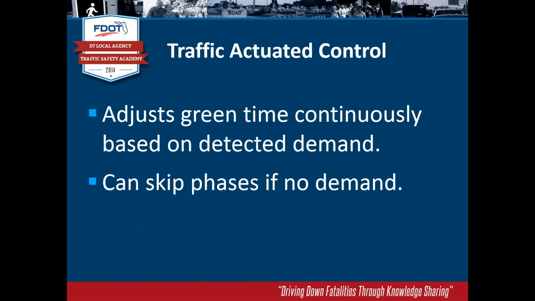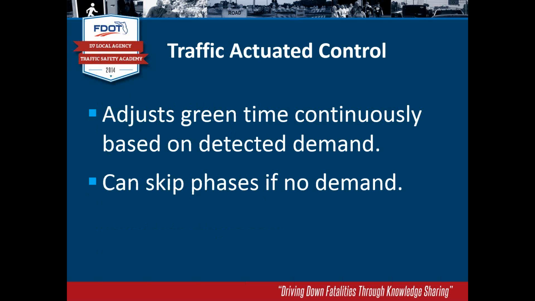Okay, so we talked about pre-timed control. Traffic actuated control adjusts the green time continuously based on the demand that's detected. And it really doesn't matter what type of detection it is, whether it's video detection or loop detectors, or all kinds of other things, microwaves, magnetometers, you name it. Any kind of detection can be used. And so the actuated controller just adjusts the amount of green time based on the demand that's detected out there.